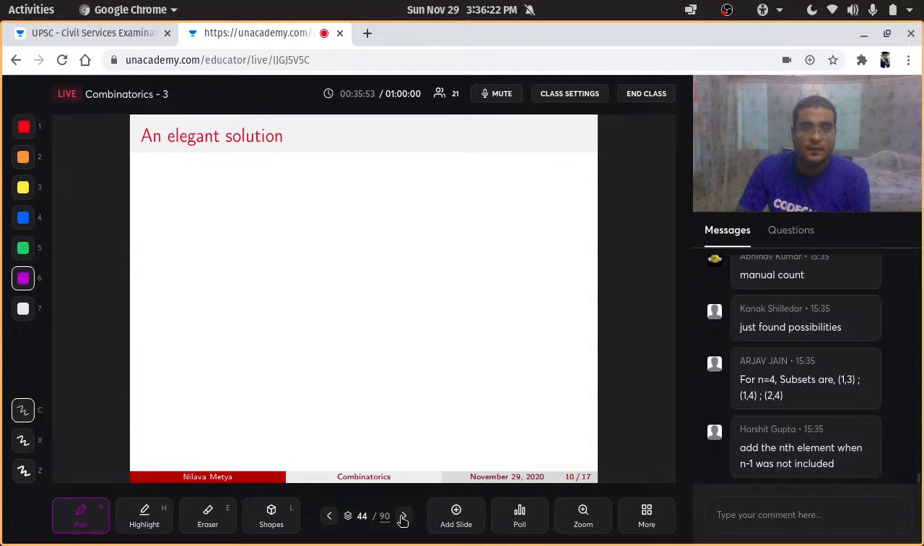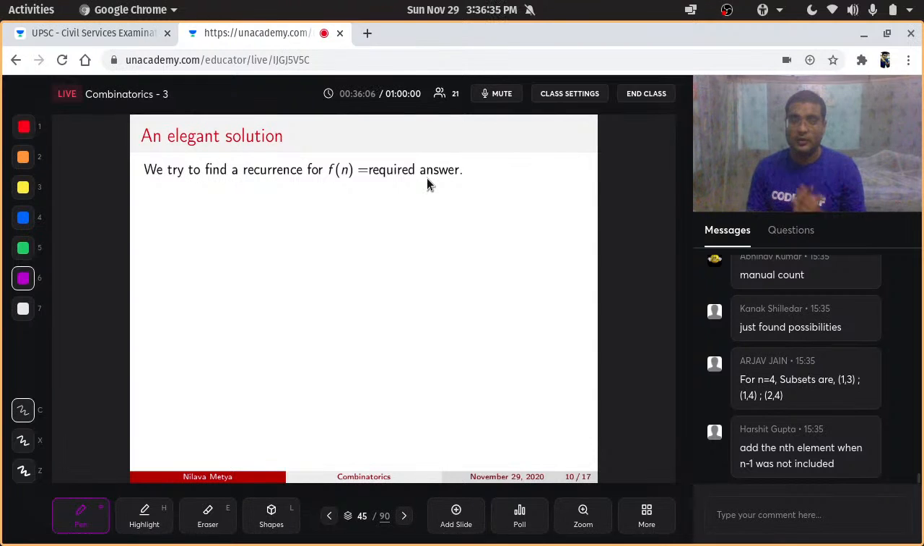I'll come to this. This is how we will get the solution: we try to find a recurrence for Fn. What is our Fn? Fn is the required answer: the number of subsets of 1 through n when we cannot take any two consecutive elements. Now there can be two types of acceptable sets. Acceptable sets in our case means sets that do not have any elements which are consecutive.